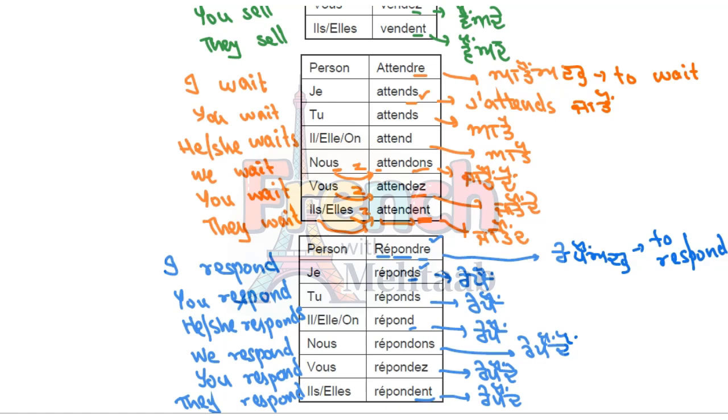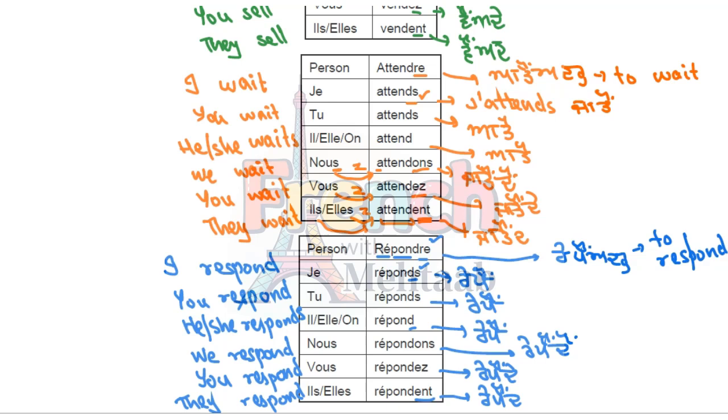Maintenant, now, répétez après moi. Repeat after me. I respond. Je réponds. You respond. Tu réponds. He responds. Il répond. She responds. Elle répond. We respond. Nous répondons. You respond. Vous répondez. And they respond is ils répondent, elles répondent. So this is how we conjugate the RE ending verbs.